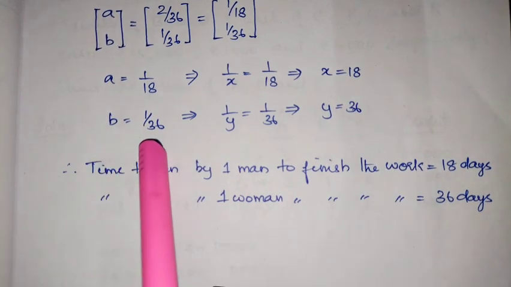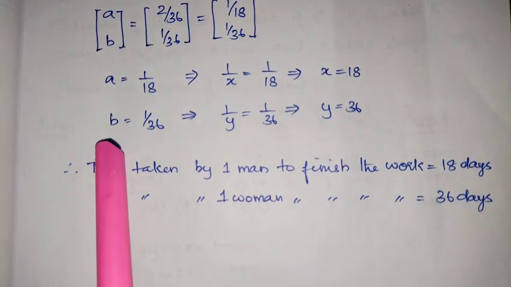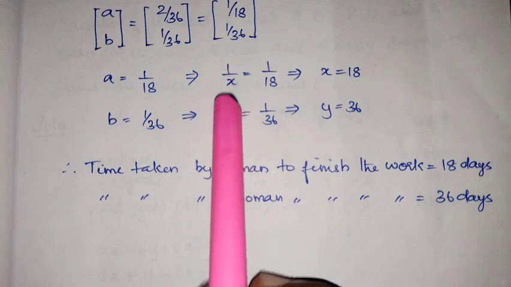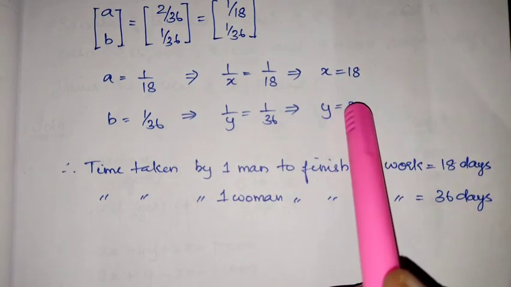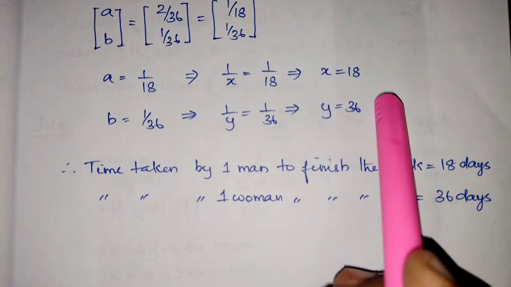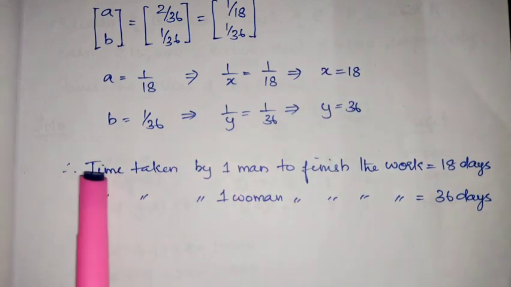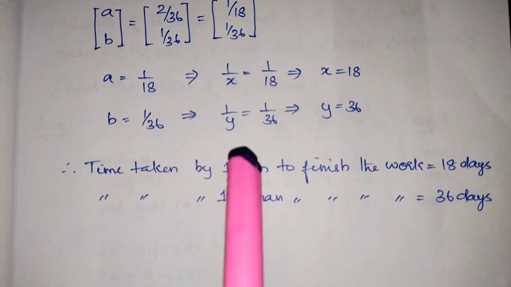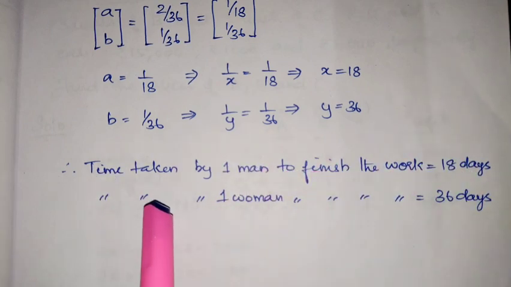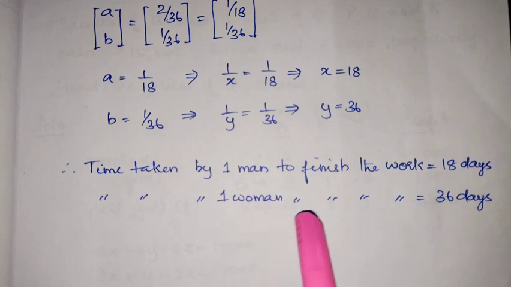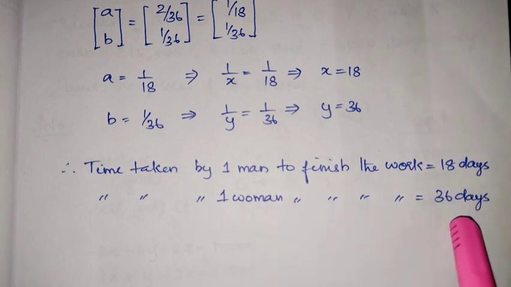The same way B is equal to 1 by 36, where B is 1 by y. So 1 by y is equal to what? 1 by 36. So y is equal to 36. So x is equal to 18, y is equal to 36. So the time taken by one man alone to finish the work is equal to 18 days. The time taken by one woman alone to finish the work is equal to 36 days.